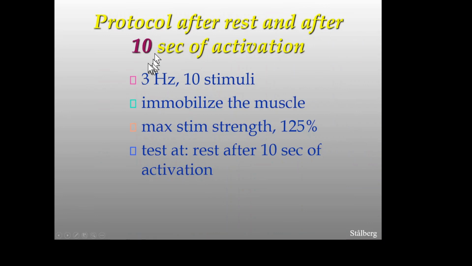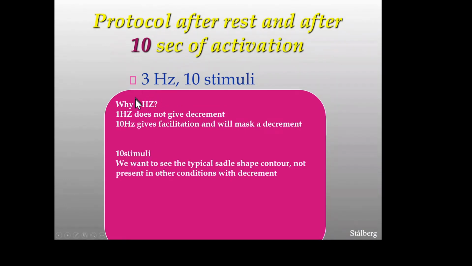Here we have some comments on the two parts of the protocol. The 3 Hertz, immobilize the muscle, maximum stimulation strength. Why 3 Hertz? Well, if we do the test with 1 Hertz, we may not get the decrement at all, and if we use 10 Hertz, then we get the facilitation that will hide a possible decrement. So 3 Hertz is somewhere in between and generally accepted as a good frequency.